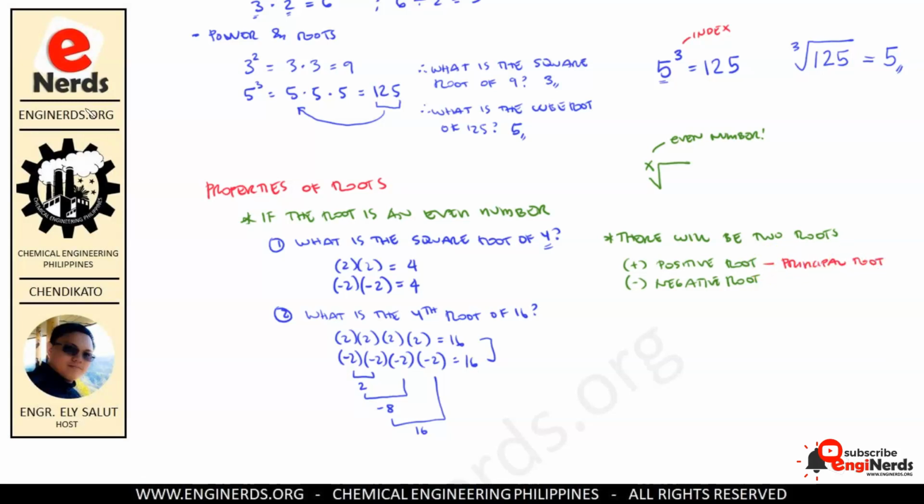For example, if we want to take the square root of 25, your answer will be positive 5 and negative 5. And the positive 5 right here is what we call the principal square root of 25.